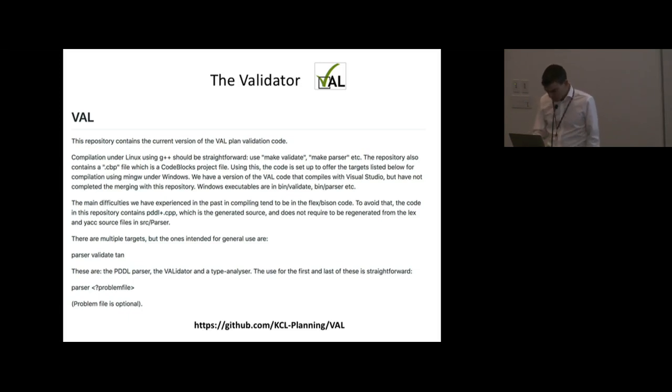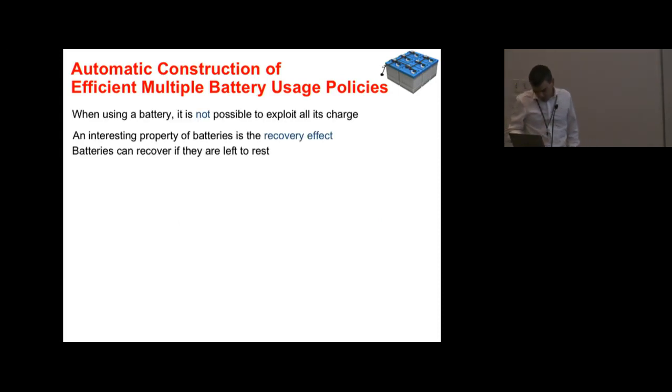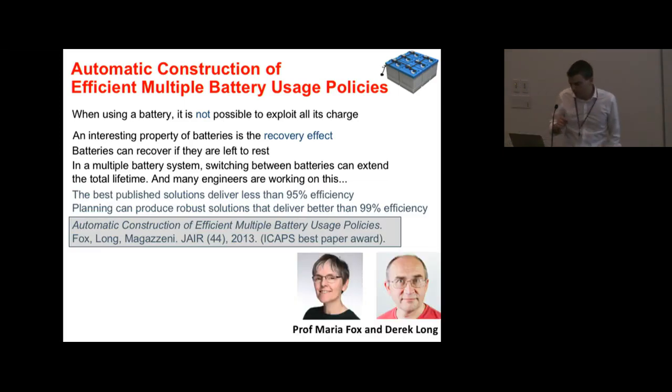Now, a second example I want to give is this one, which is relatively old. I think it was 2011, no, it's 2013. However, we recently started again working on this because a few companies got interested in this work. So the idea here, and this was done by me in collaboration with Marie and Derek, is to use planning for, let's say, scheduling the behavior of multiple batteries. Every time you have more than one battery, as is the case, for example, for electric vehicles, as well as in the military domain, you have many scenarios where you have more than one battery.